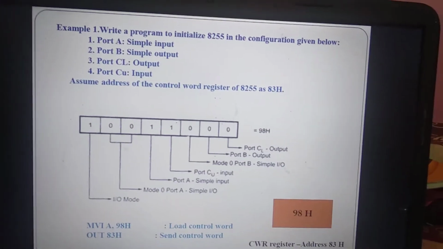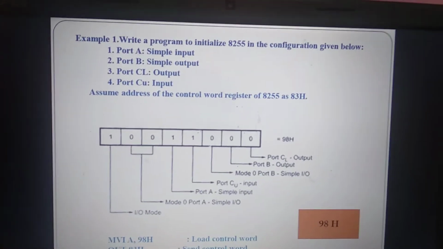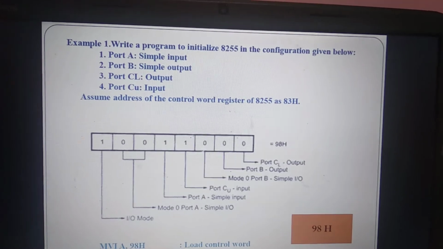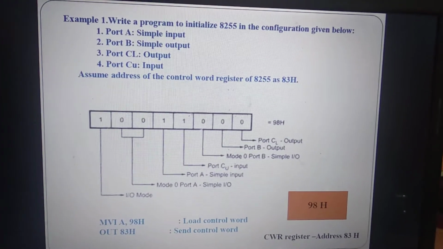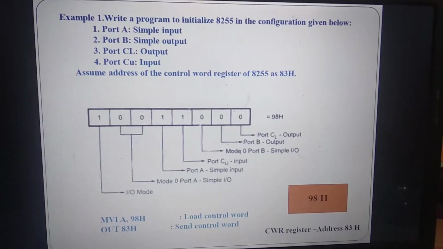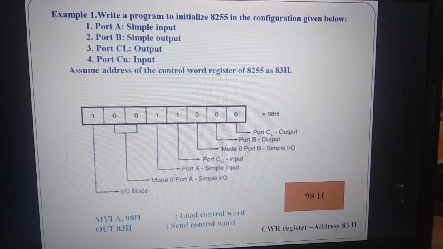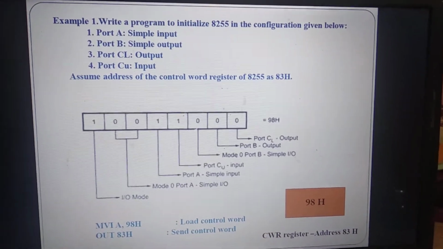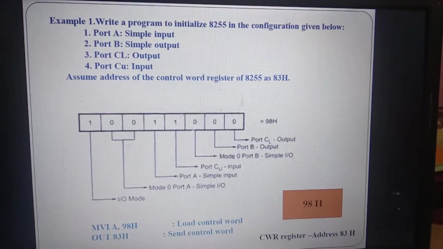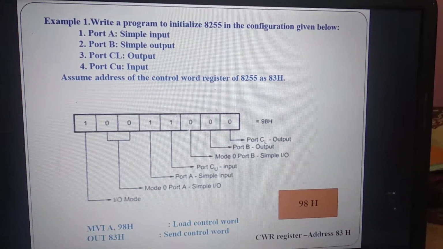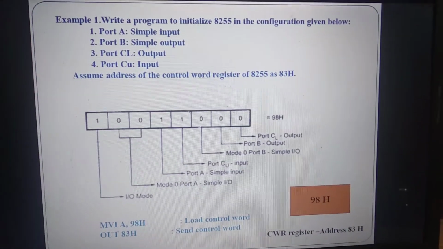If no other specification is given, we will be considering this as mode 0 for every case, right? Now from the problem itself we can see this is not a bit set reset mode, this is an input output mode. So that's why the D7 bit will be 1. Now because this is a mode 0 operation, it will be 0 0, because mode 1 and mode 2 operation have some other additional information. We will see that in a later example.